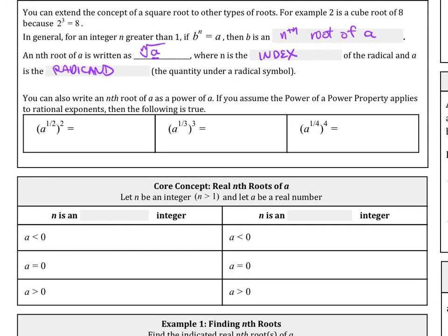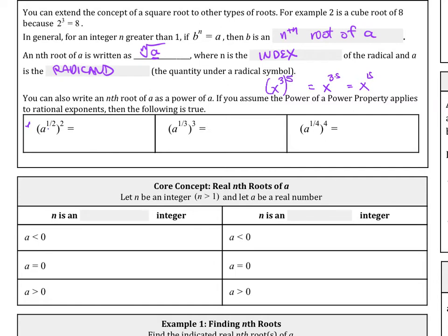Thinking about the power of a power property, we can extend that to these examples here. You can also write an nth root of a as a power of a. If you assume the power of a power property applies to rational exponents, the following is true. The power of a power property is when we have, like, x to the third raised to the 5th power. So what do you do with the exponents? We multiply the exponents. So this is x raised to 3 times 5, which is x to the 15.